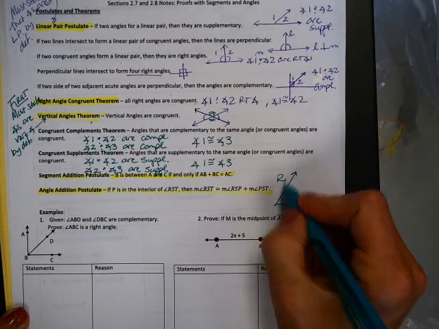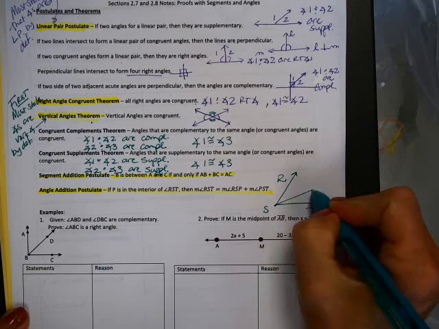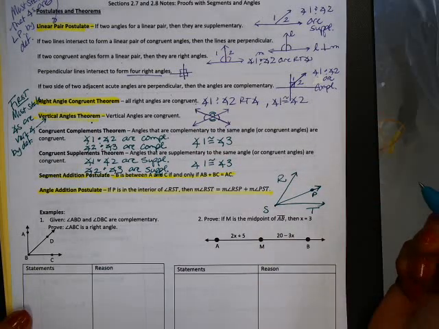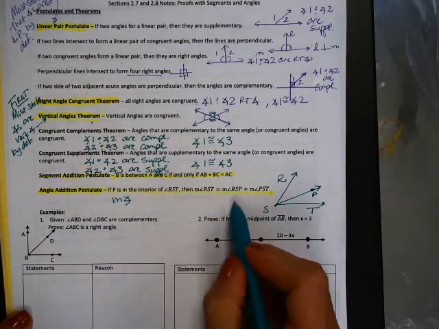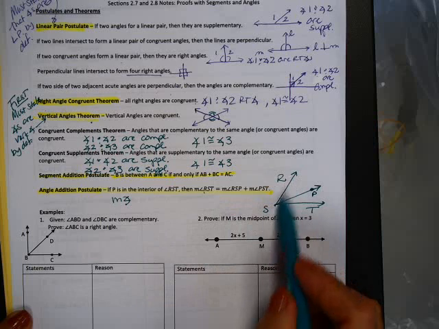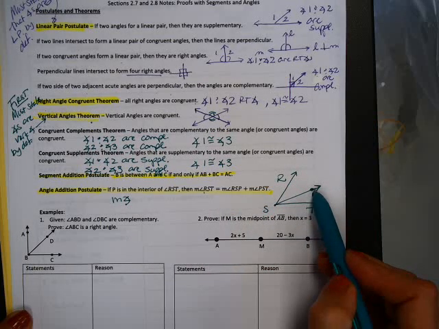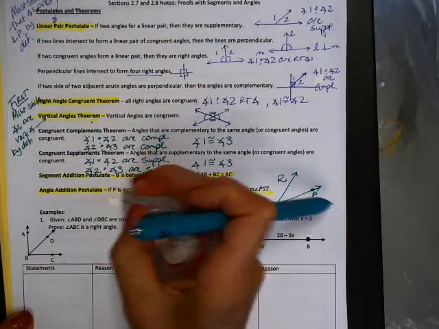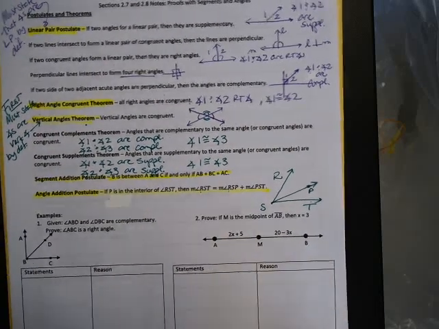We have R. Remember, your middle one is your vertex. We've got P anywhere in the interior of your angle. So now we know that the measure of the whole angle, well, we got it right here. I'm not going to rewrite it. The measure of angle RST is equal to the measure of angle RSP plus the measure of angle PST. No reason to rewrite that. All right, so those were in your note cards.